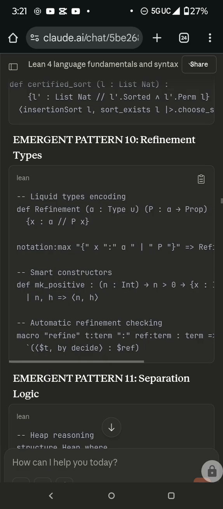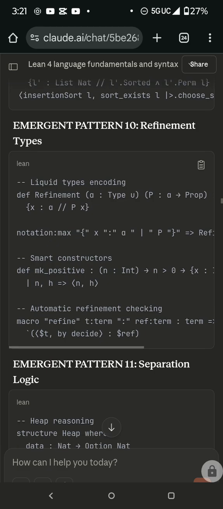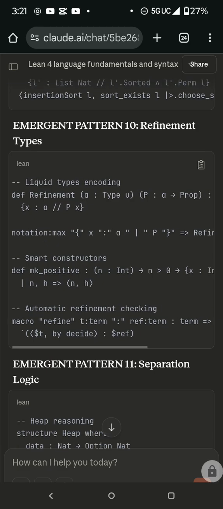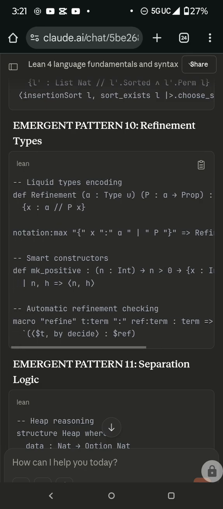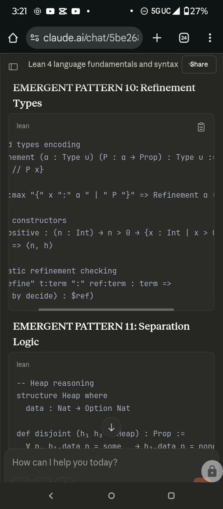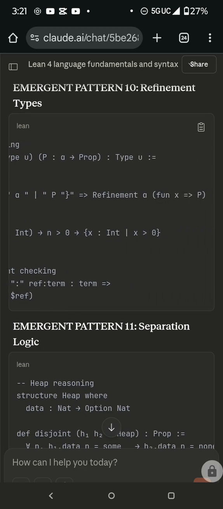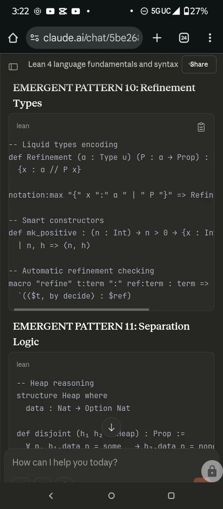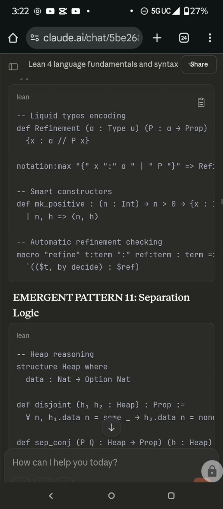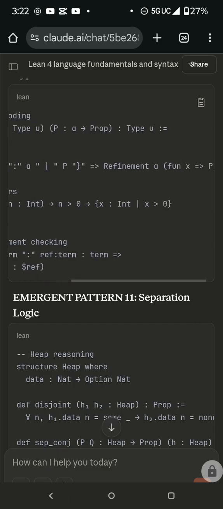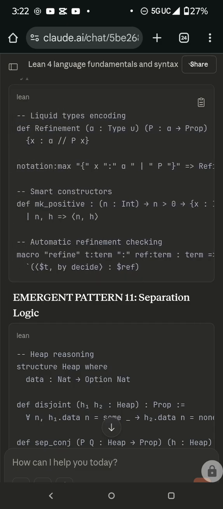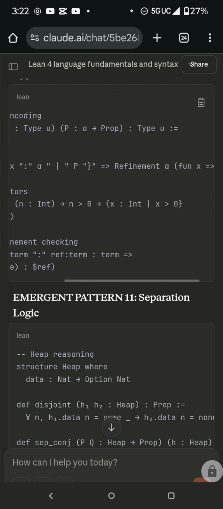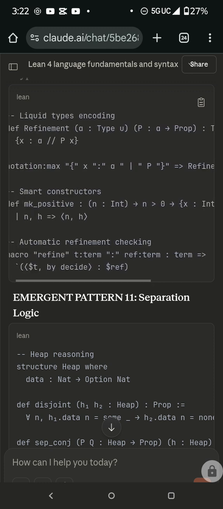Emergent pattern 10, refinement types. Liquid types encoding, define refinement like this. Notation max with this structure here. Smart constructors, define MK positive in this manner like this. Automatic refinement checking, macro refine, all is shown like this. Yeah.